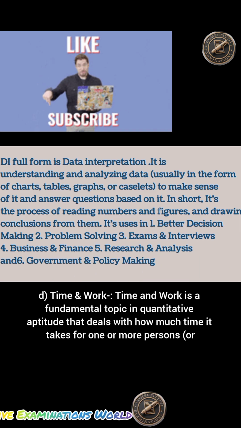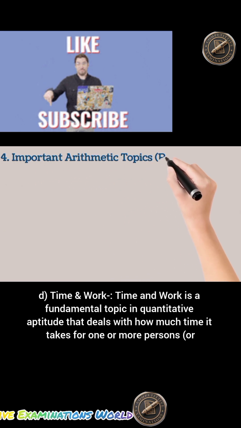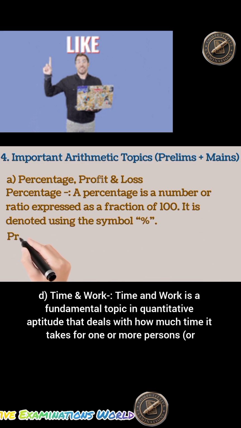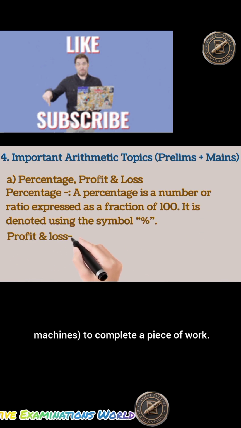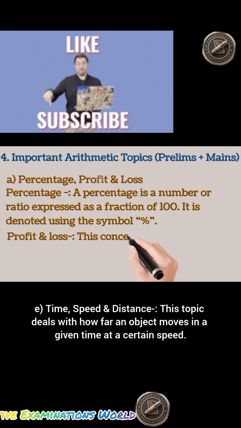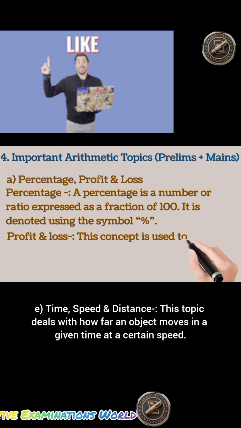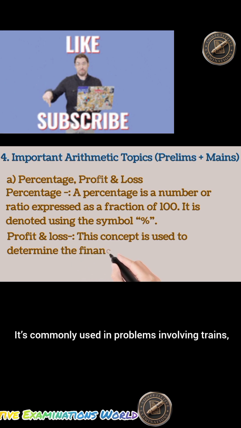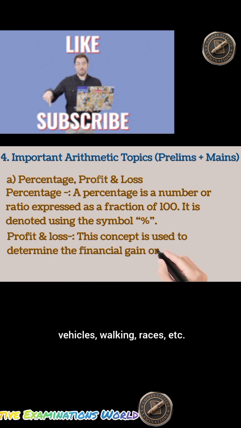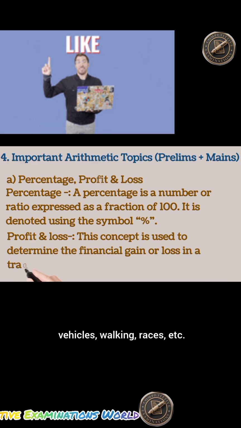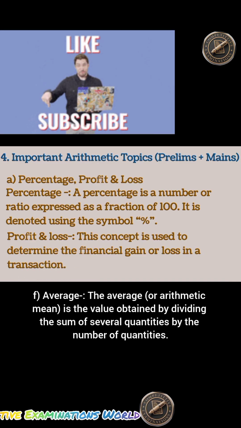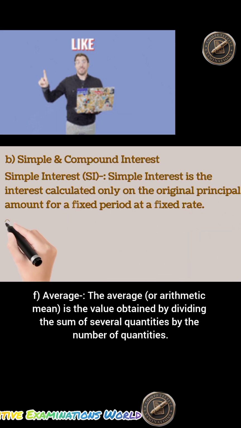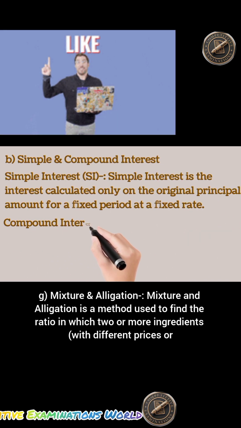Time and work. Time and work is a fundamental topic in quantitative aptitude that deals with how much time it takes for one or more persons or machines to complete a piece of work. Time, speed and distance. This topic deals with how far an object moves in a given time at a certain speed. It's commonly used in problems involving trains, vehicles, walking, races, etc. Average. The average or arithmetic mean is the value obtained by dividing the sum of several quantities by the number of quantities.